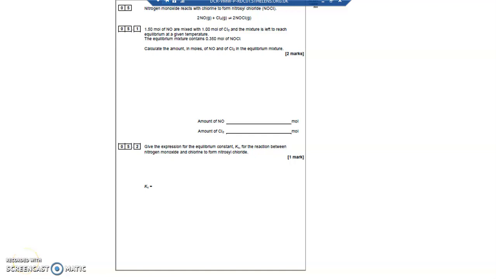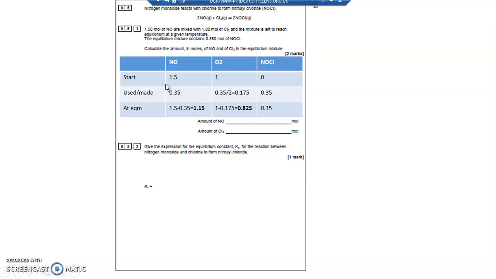Question 5.1. It looks as if you've got an equilibrium reaction. You've got amounts of each of the substances before you've mixed them, before it's reached equilibrium, and then some of the amounts in the equilibrium mixture, and you've got to work out the remaining amounts. Fairly standard question. I always set it out as a table because I think it's easier to see.